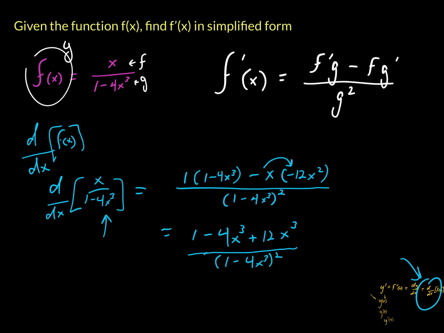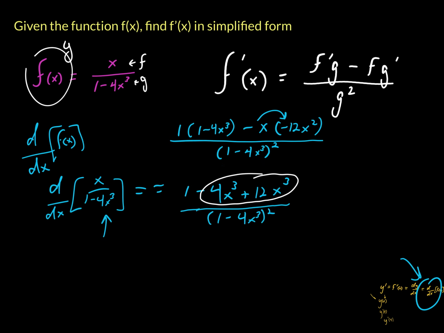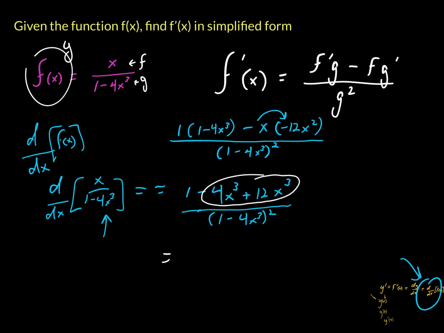Notice here there's another combination, we can combine these two right here. So let's finish this up. Let me move that up a bit. And here we go. We have 1 plus 8x cubed all over 1 minus 4x cubed squared. And right there, you're done.